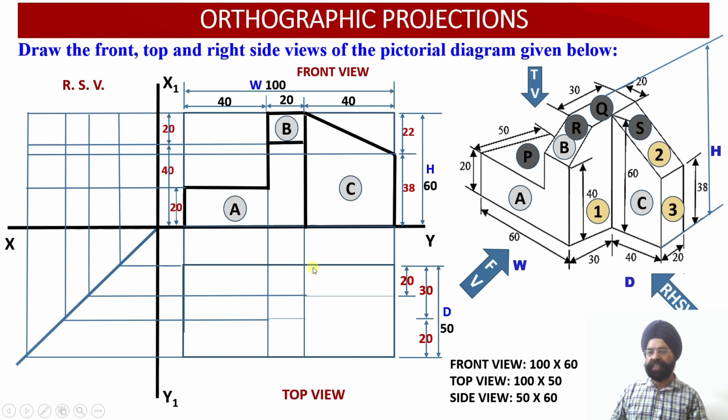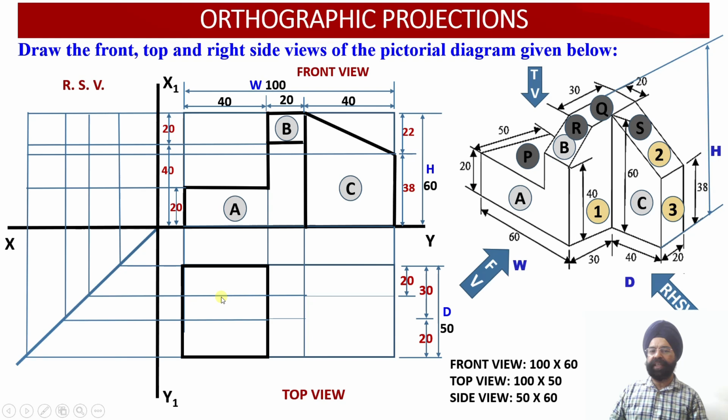So this is my rear surface. From the rear surface, I have moved 20 millimeter forward, and then this is the width. So this is again my apparent shape of the surface S over here. So all the surfaces and the top view have been obtained. Now let us start darkening those faces.